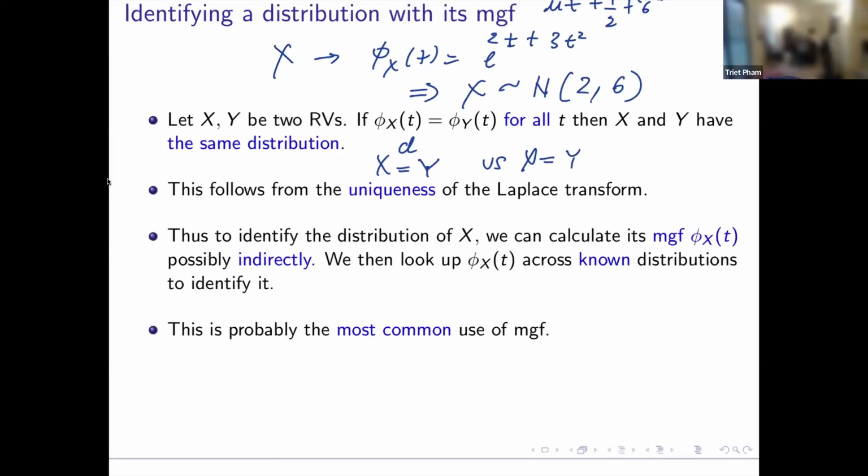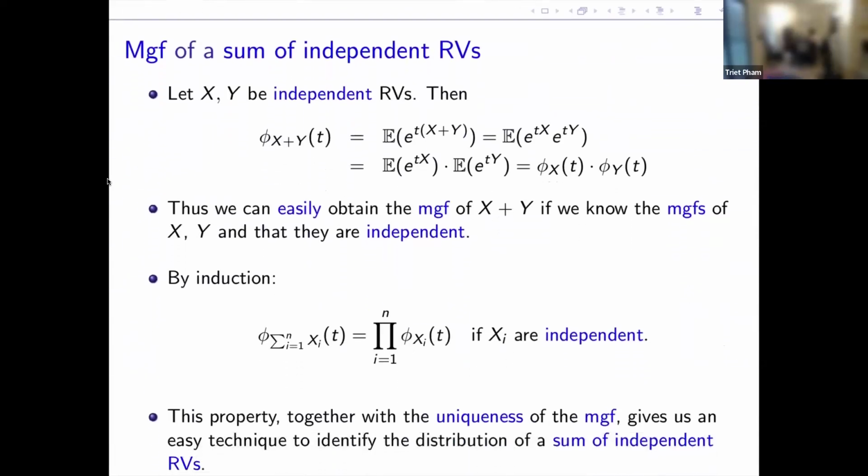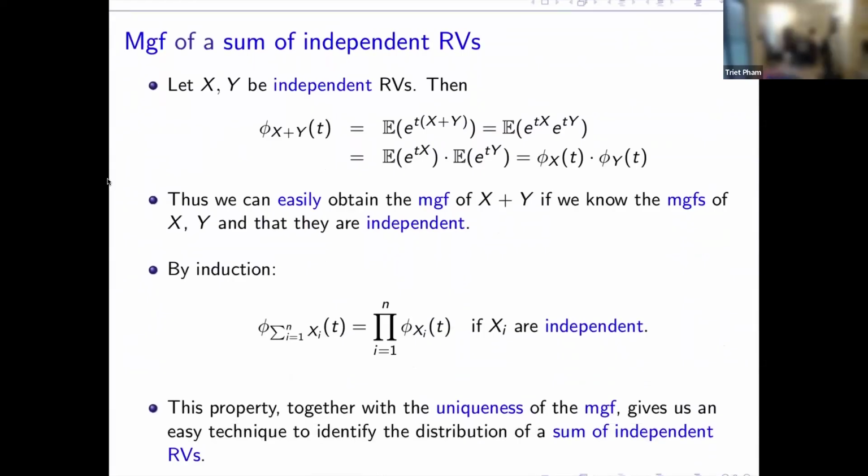Another property, combined with this one, is what makes it really popular, which is the MGF of the sum of independent random variables. As you can see, if you take the exponential of a sum, it becomes a product of exponentials. And the expectation of a product is the product of expectations as long as the random variables are independent. So coupling these two together gives us a super nice result: the exponential of the sum splits into a product, and the expectation of a product of independent random variables splits. So basically, the moment generating function of a sum is the product of the moment generating functions if they're independent.